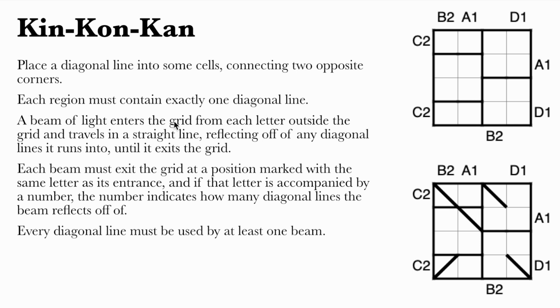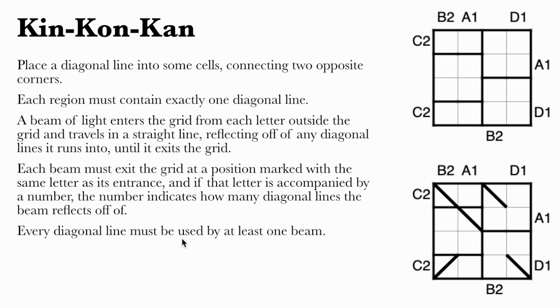A beam of light enters the grid from each letter outside the grid and travels in a straight line, reflecting off any diagonal lines it runs into until it exits the grid. So, for example, a beam of light could come from here, bounce off here, exit here. Each beam must exit the grid at a position marked with the same letter as its entrance, and if that letter is accompanied by a number, the number indicates how many diagonal lines the beam reflects off of. So you see this C, the beam enters here at this C, bounces once, twice, and exits here at the other C.